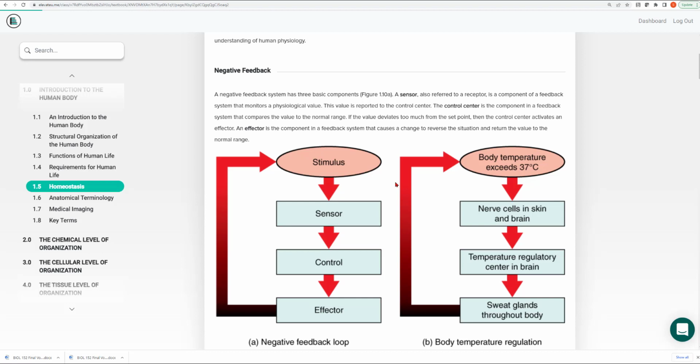So, as the temperature was too high, as you warmed up your house, the thermostat turned off the heater. And then as the temperature got too cool, the thermostat turned the heater on. Those are actions of negative feedback. Let's look at that word again.